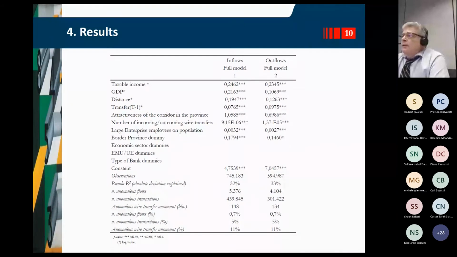Here we have the parameter estimates for the two models, inflows and outflows. As you can see, the parameters are strongly significant. The signs are according to the expectations, and the general fit is quite good considering the cross-national nature of the data. For both directions, we have tagged about 0.7% of the total flows, corresponding to 11% of the total amount of the flows.